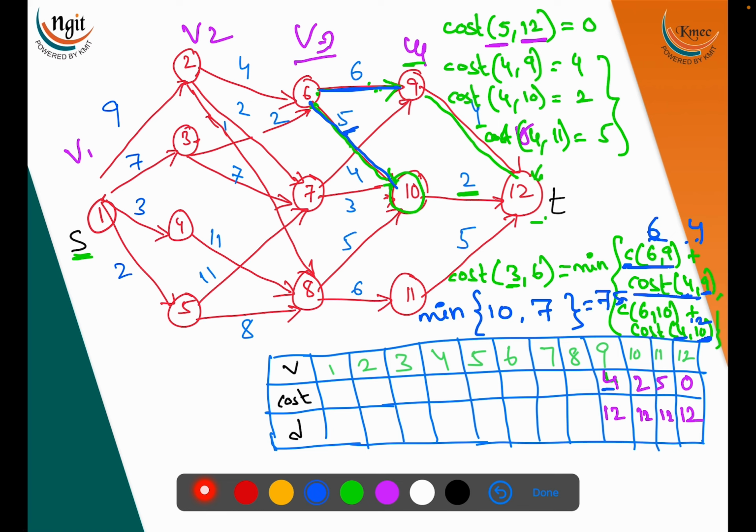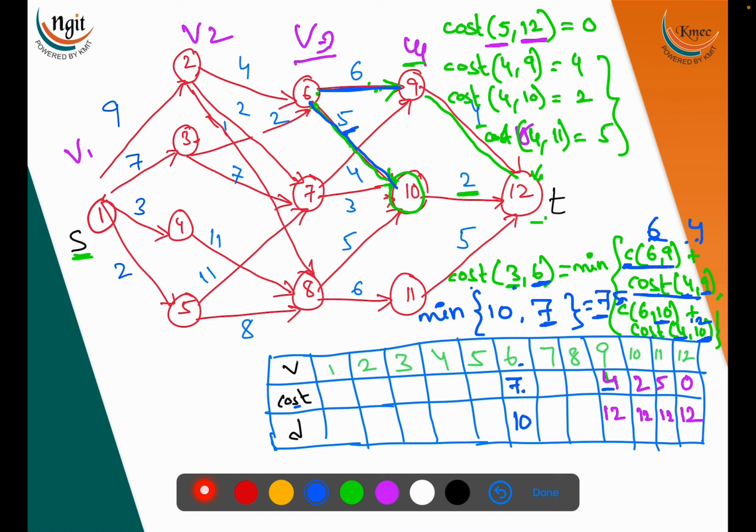7. So which value did you calculate? 6 vertex value. This 3 represents stage number, this 6 represents vertex number. Cost of 6 vertex is what? 7. Cost of 6 vertex, here it is 7. So from which vertex did you get this value? 7 is representing the 10 vertex. So write over here 10.